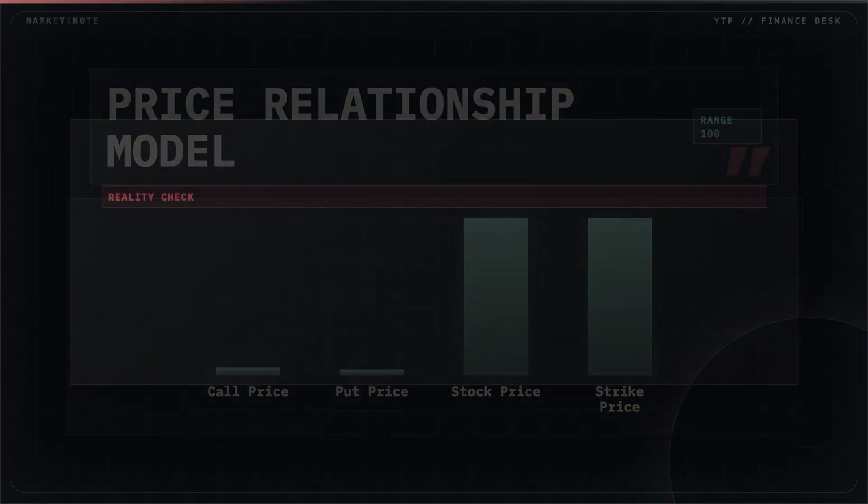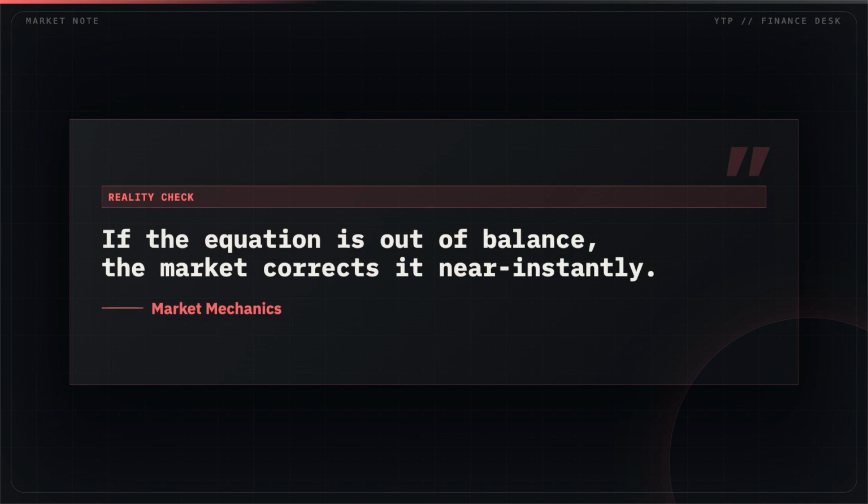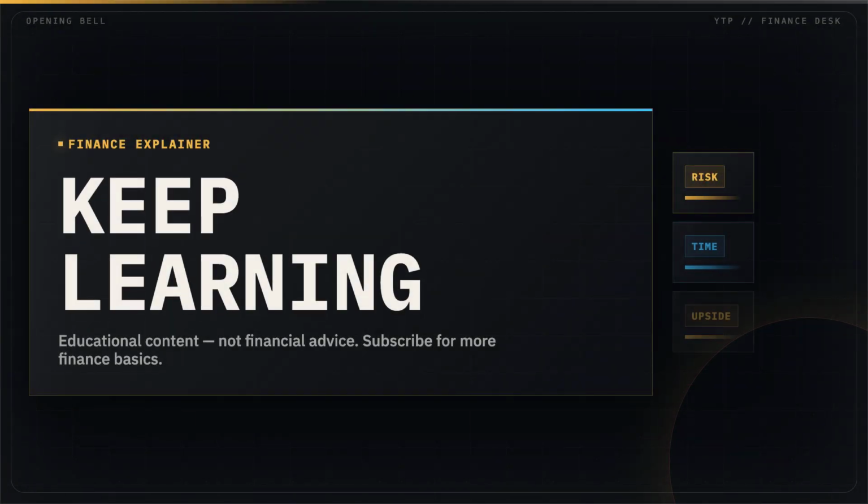Remember, this is a theoretical model. While it helps us understand pricing, real-world execution involves factors like dividends and interest rates. Understanding these relationships helps you see how options prices are derived.